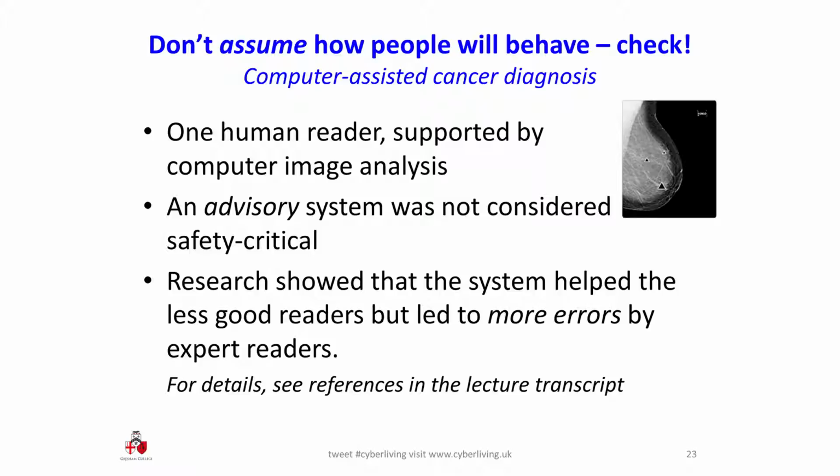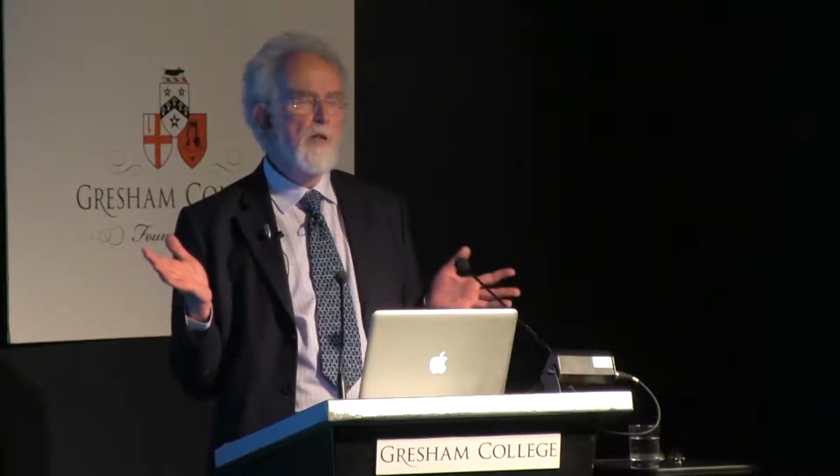And yet when the research came in, when the ethnographic study was done, it turned out that the effect of that system was that it made the poorer readers, the poorer professionals, better at their job by pointing out to them things that they might have missed. But it actually made the experts, the very best people, worse. And the underlying reason for that was that if the experts working on their own were unsure, they would recall the patient in order to examine them further.